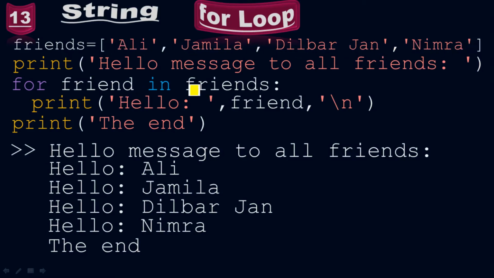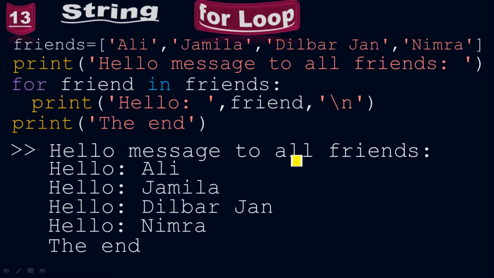So for friend in friends, and then put a colon, press the enter button, and your new line will start from here. Print of hello with a colon, with a space, comma, friend, comma, backslash n inside the quotes. And then the last message, print of the end. When you run it, you will get this output.